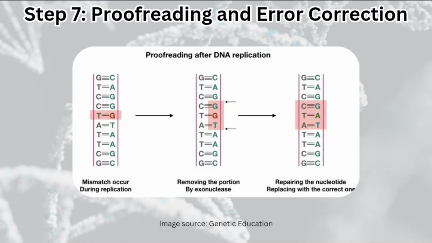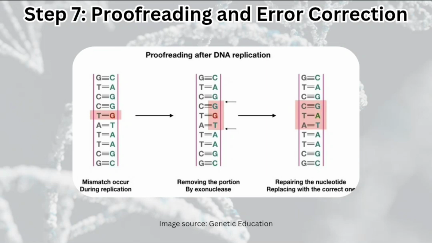If it adds the wrong base, it can backtrack, remove the error and replace it with the correct one. This keeps the error rate extremely low, about one mistake in 10 million bases, and even if errors slip through, other repair systems can catch them later. Here you can see the example.